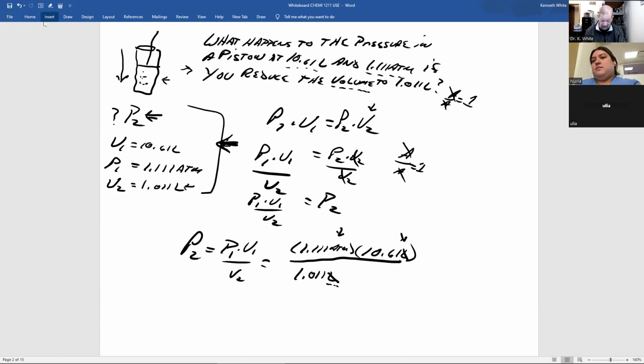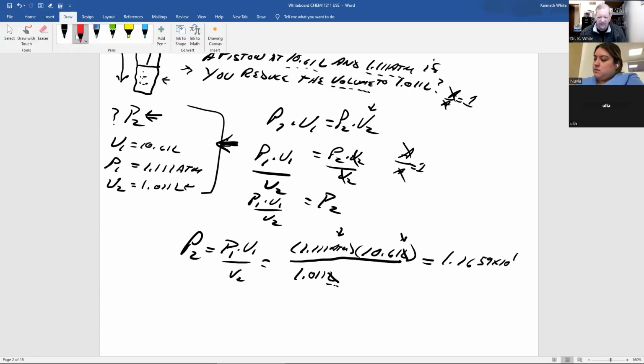1.111 times 10.61 divided by 1.011. And the number my calculator gives me is this. And remember, when you're doing any multiplication or division, you should have the same number of significant figures in your answer as the number you're multiplying or dividing that has the smallest number of significant figures.